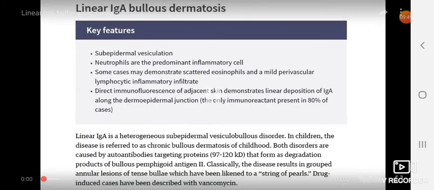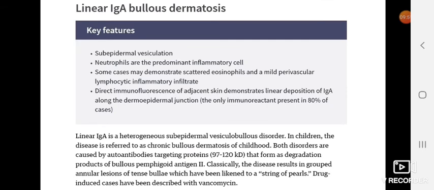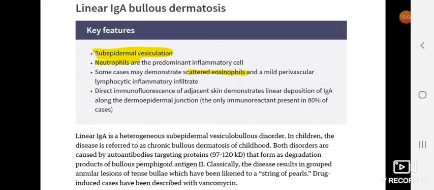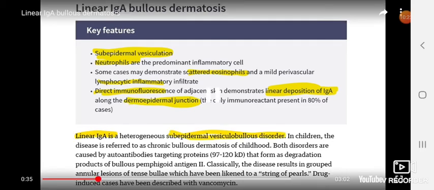Linear IgA bullous dermatosis. It is one of the subepidermal vesiculation, and we may see neutrophils as a main inflammatory cells. And there is sometimes a scattered eosinophils and perivascular lymphocytic infiltrate. Direct immunofluorescence will show linear deposition, which is the most important thing here, is the linear deposition of IgA at the dermo-epidermal junction, and that is usually 80% of the time. So linear IgA is a heterogeneous subepidermal vesicular disorder.